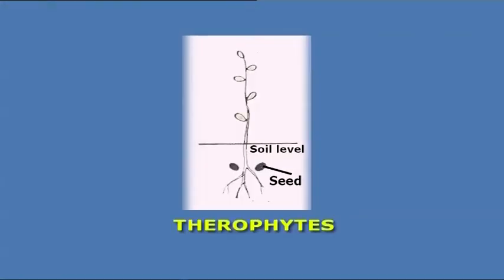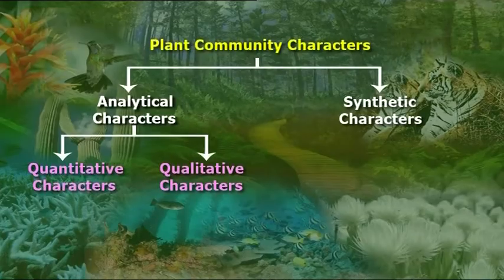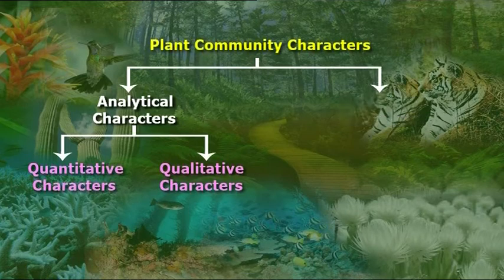Therophytes. These are seasonal plants completing their life cycle in a single favorable season and remaining dormant throughout the rest of the unfavorable period of the year in the form of seeds. They are common in deserts. Now, let us briefly outline synthetic characters.